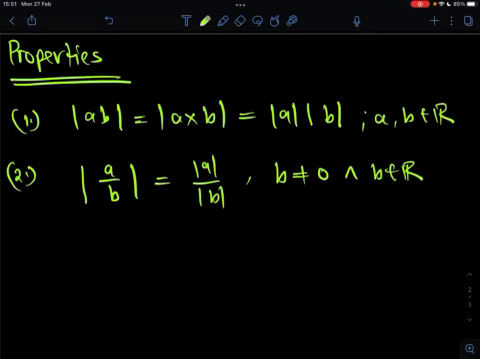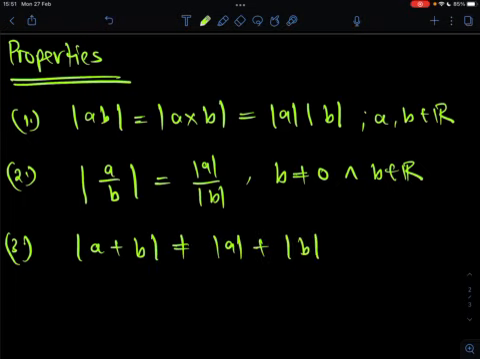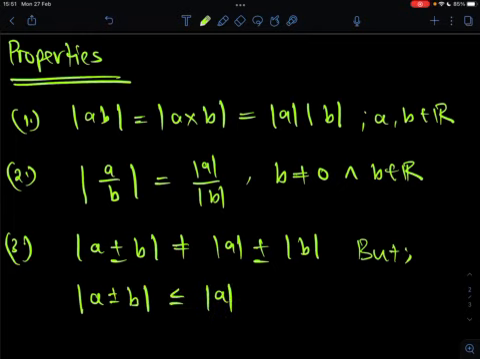Then thirdly, the other thing that you should know is that the absolute value of A plus B is not in general equal to the absolute value of A plus the absolute value of B. This is a property that you must know, that you can't do something like this with absolute functions, where the absolute of the sum is the sum of the absolutes. It's not true. But what is true is this. The absolute value of A plus or minus B is less than or equal to the absolute value of A plus the absolute value of B.